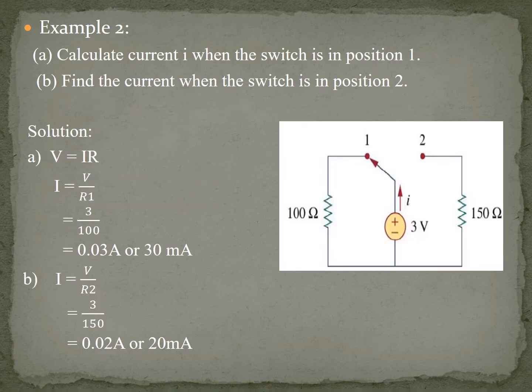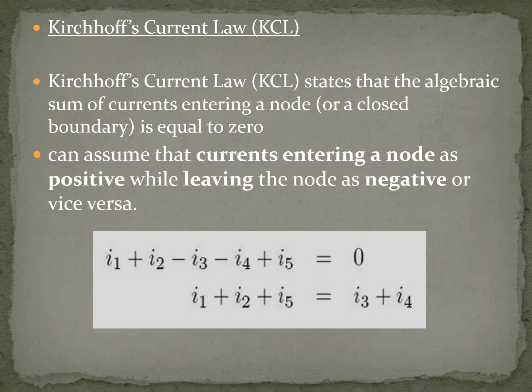mA. For example 2, what we need to do is rearrange the V equal to IR formula and we will get I equal to V over R for both question A and B. The difference between question 1 and question 2 is only the value of the resistor.